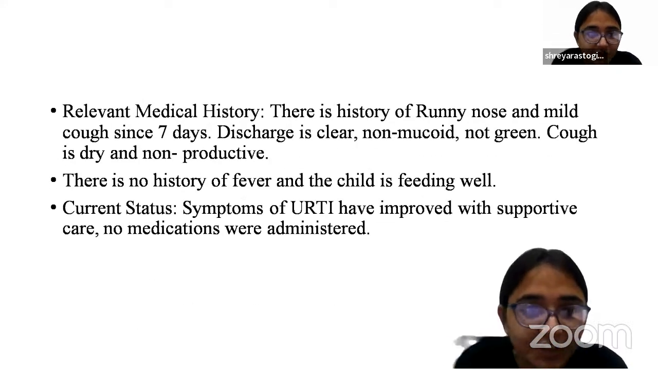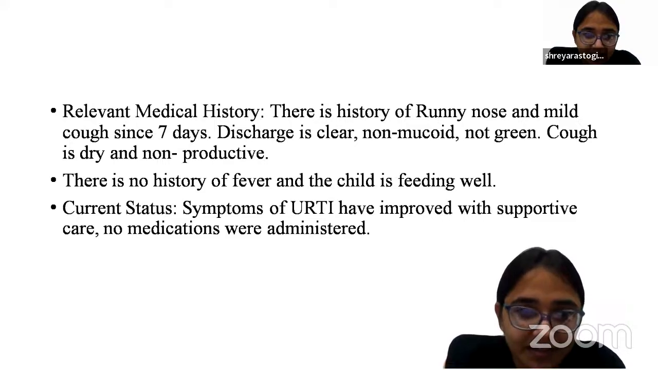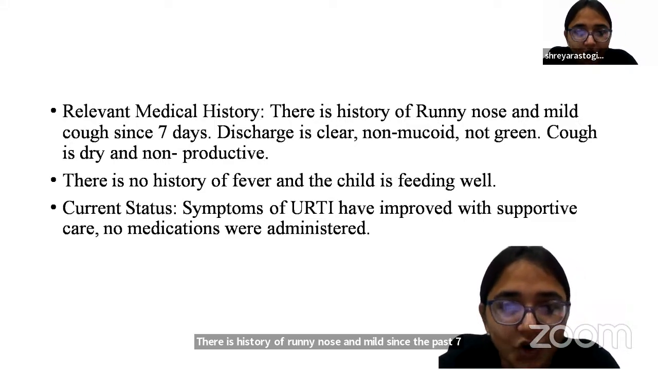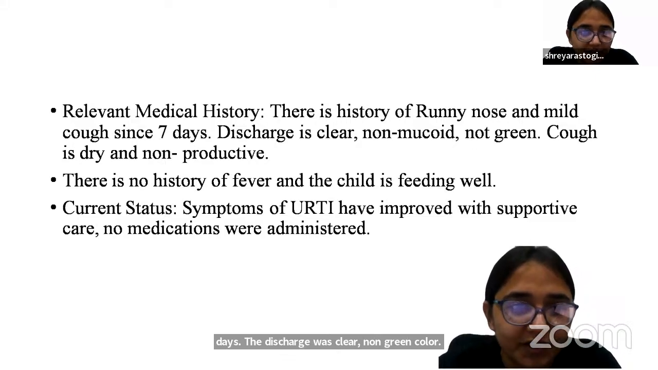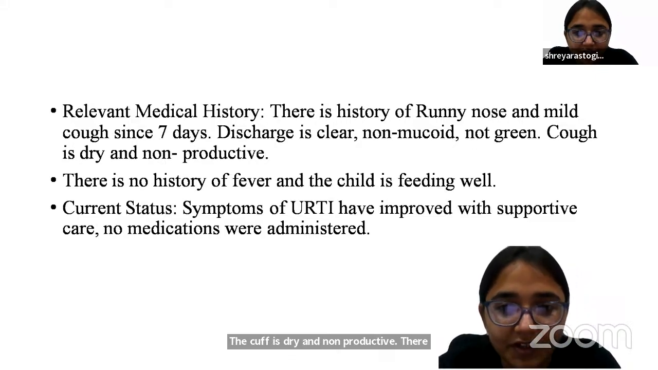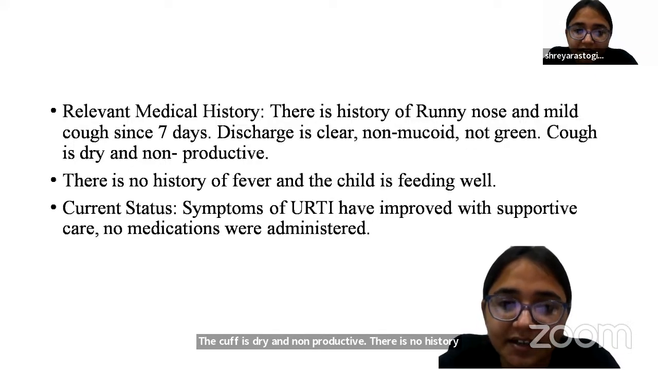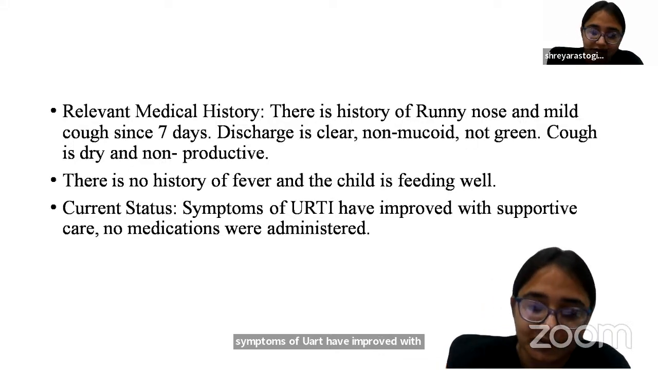There is history of runny nose and mild cough since the past 7 days. The discharge was clear, non-mucoid, and not green in color. The cough is dry and non-productive. There is no history of fever, and the child is feeding well. Currently, the symptoms of URTI have improved with supportive care, and there is no history of any medication.